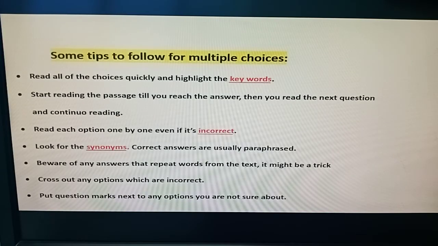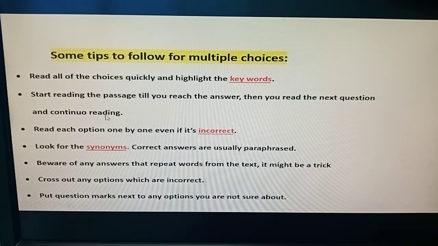Then first of all, read all of the choices quickly and highlight the keywords. This one is very important. In any test, you should look for the keywords, because this helps a lot. Read all of the choices quickly and highlight the keywords. Start reading the passage till you reach the answer. Then you read the next question and continue reading.